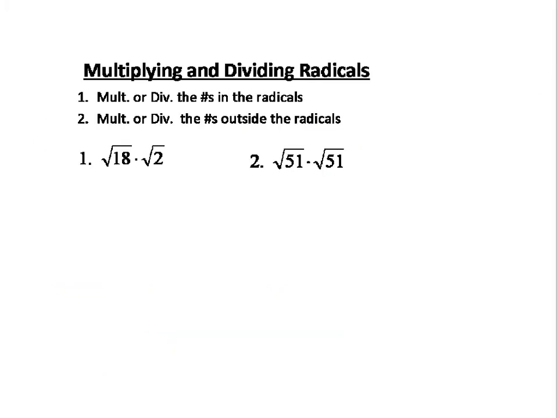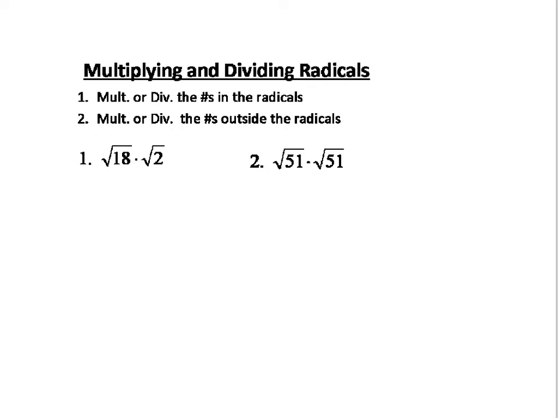Okay, the rules for multiplying and dividing radicals: you can only multiply and divide the numbers inside with the insides and the numbers outside with the outside. Never, never, never multiply inside with outside or outside with inside. Only do inside with inside and outside with outside.